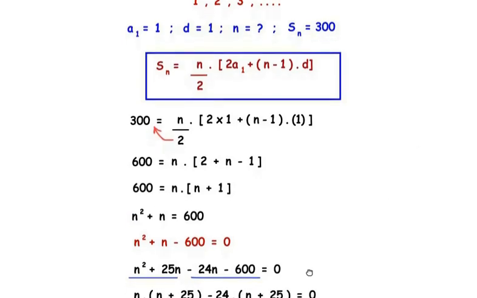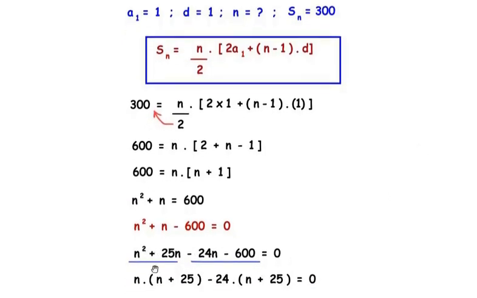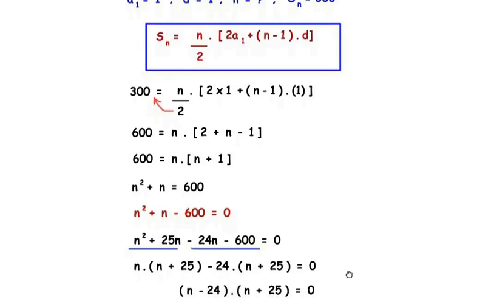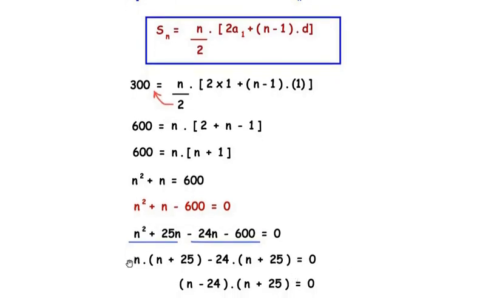Now from the first group, n is a common factor, so we have taken it out and inside the bracket remains n plus 25. And from the second group, negative 24 is a common factor, so we have taken it out and inside the bracket remains n plus 25 equal to 0. Now here n plus 25 is a common factor, so we have taken it out and the second factor becomes n minus 24, and both the factors will be equal to 0.